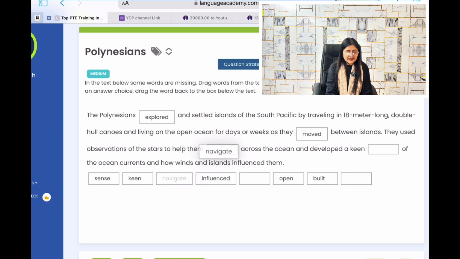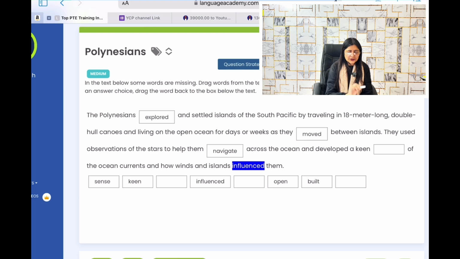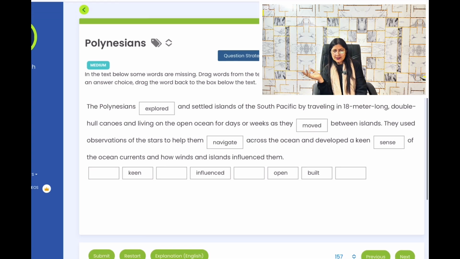So obviously they were navigating the oceans and developed the keen dash of the ocean currents. Means what they had, the keen what? Keen sense of, okay? They have the understanding of it. Before 'of' we use a noun, after 'of' we use a noun. So keen means a deep sense of ocean currents and how winds and islands influence.